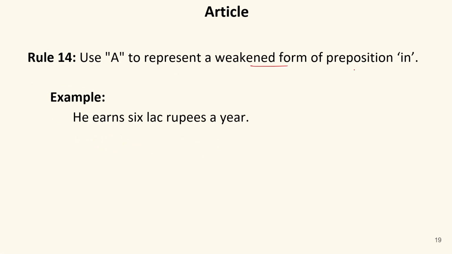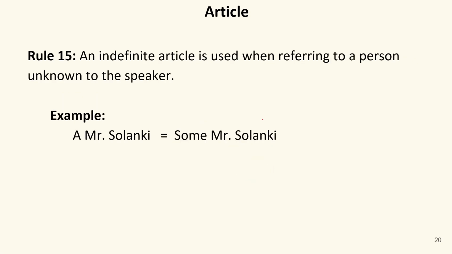Use a to represent a weakened form of a preposition. For example, he earns 6 lakh rupees a year. So I'm talking about 6 lakh rupees a year. So per year, to show per and so on, we use a or an. An indefinite article is used when referring to a person unknown to the speaker. If I don't know who that person is, I can write some Mr. Solanki. It means a Mr. Solanki. So a Mr. Solanki here refers to some Mr. Solanki. I don't know who Mr. Solanki is, but I know that the person's name is Mr. Solanki.